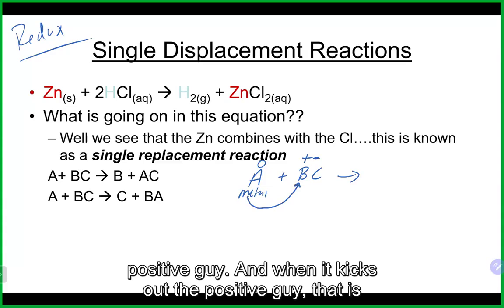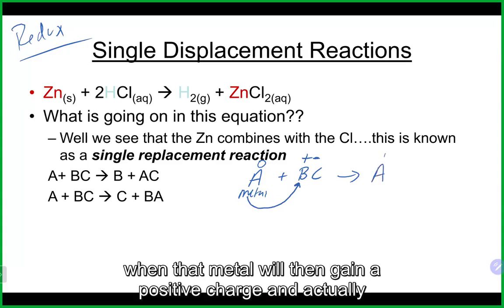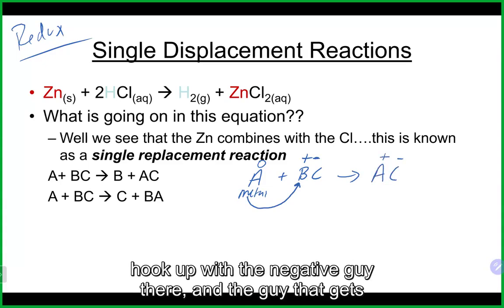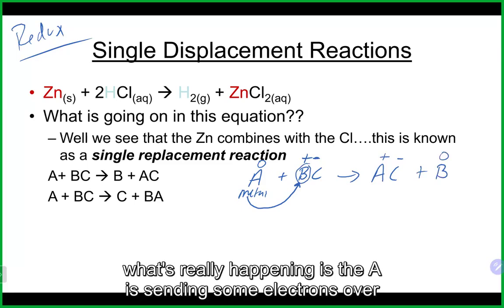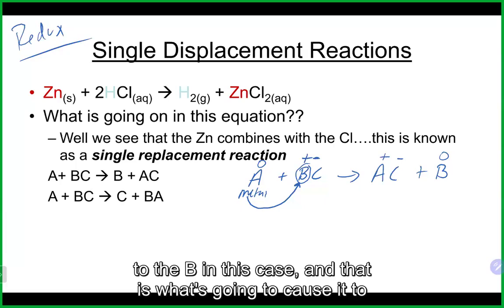So what happens in this reaction is the metal will actually go in and kick out the positive guy. And when it kicks out the positive guy, that metal will then gain a positive charge and actually hook up with the negative guy there. And the guy that gets kicked out will come out by himself with no charge. So what's really happening is the A is sending some electrons over to the B in this case, and that is what's going to cause it to go away.